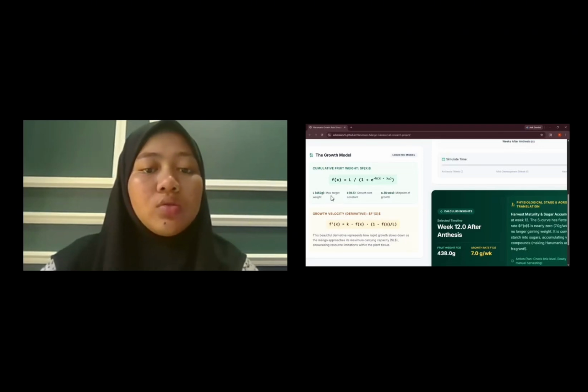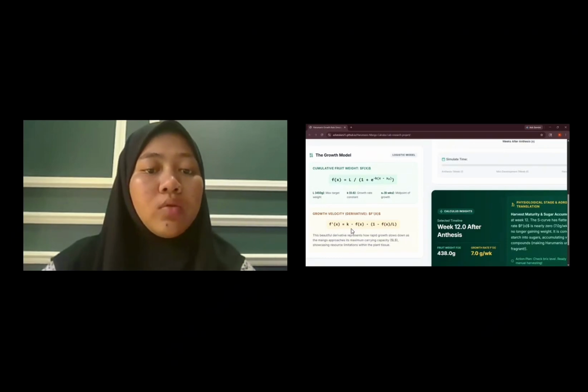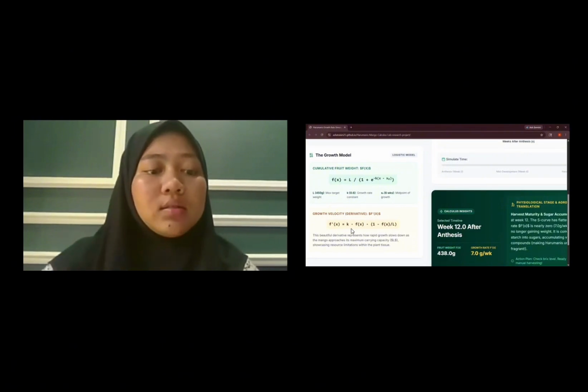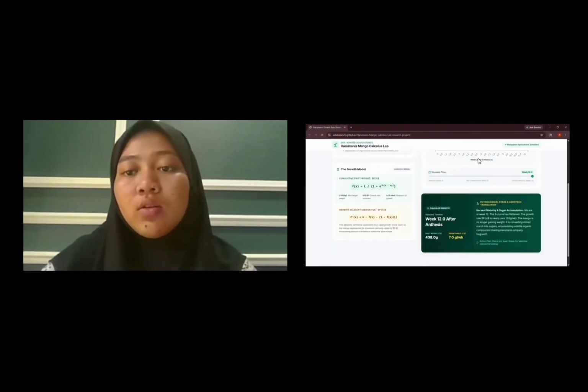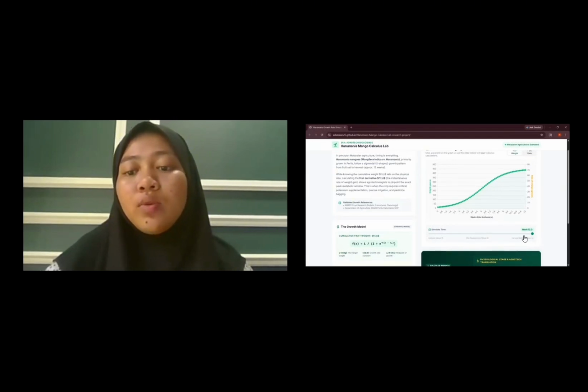450 grams. To check the growth speed, we use the derivative called f prime of x. This formula shows that the mango grows much faster in the middle and slows down at the end. So we can go to the graph.